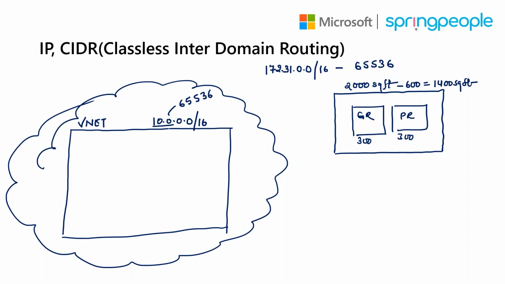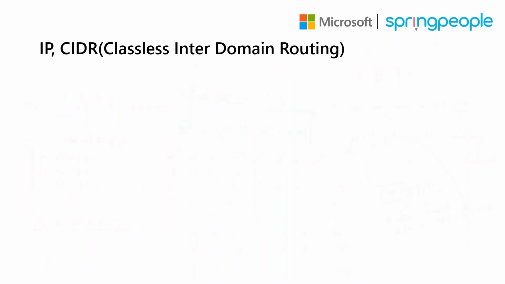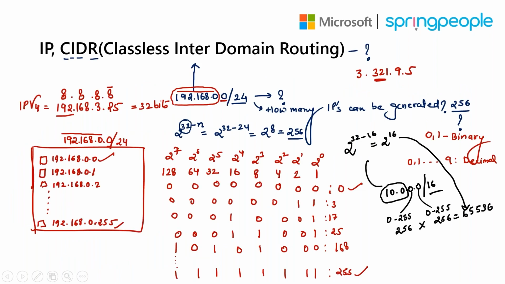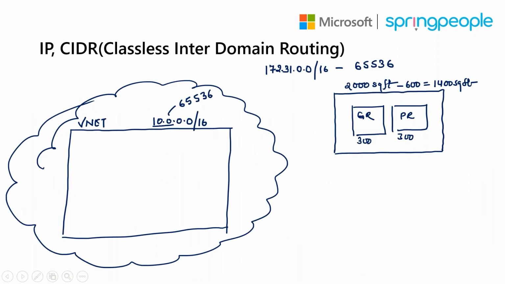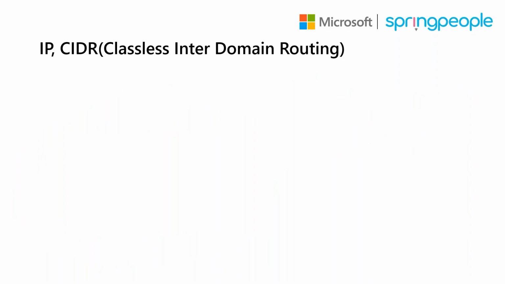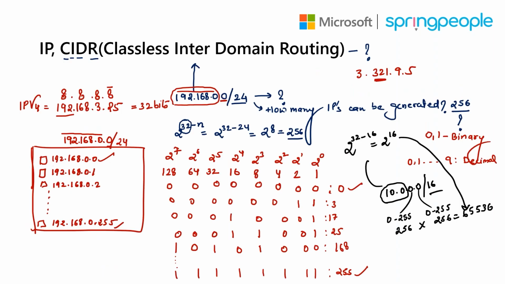You got my point, because I need to know CIDR and IP. If I don't know, I cannot create a VNet. How can I ask you to create a VNet on Azure or VPC on AWS if you don't have knowledge of CIDR? So first of all, understanding of IP and CIDR is very important. Otherwise, other than wasting time, we are not doing anything. We are just wasting 3 hours of our time over here. So don't waste your time.